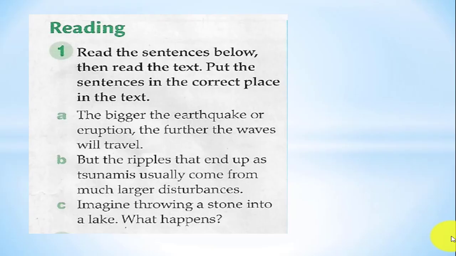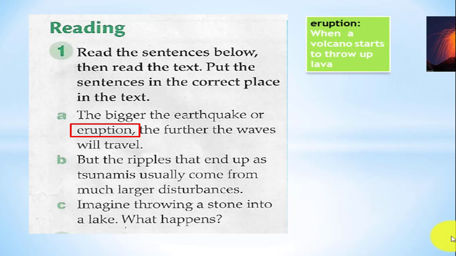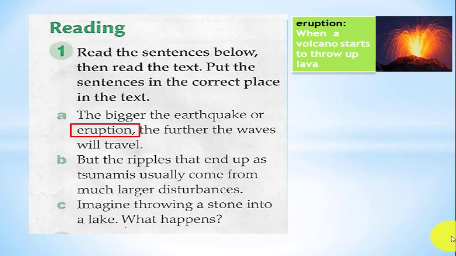The first new word is eruption. What do we mean by eruption? Eruption means when a volcano starts to throw up lava. When lava comes out of a volcano, we call it eruption. We say that this volcano erupted in 1996. So erupted, that means lava began to come up.